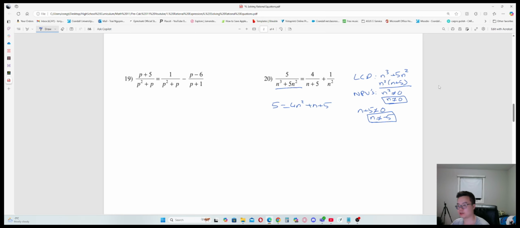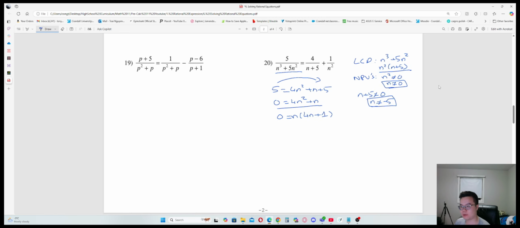So now the question is a little bit different, in that we have n with the degree of 2, meaning we need to solve by factoring. So we need to bring 5 to the right side. So I'll have 0 equal to 4n squared plus n, and 5 minus 5 is 0. So this is my answer. Then I need to go ahead and factor it out by taking the n. So I will have n times 4n plus 1.